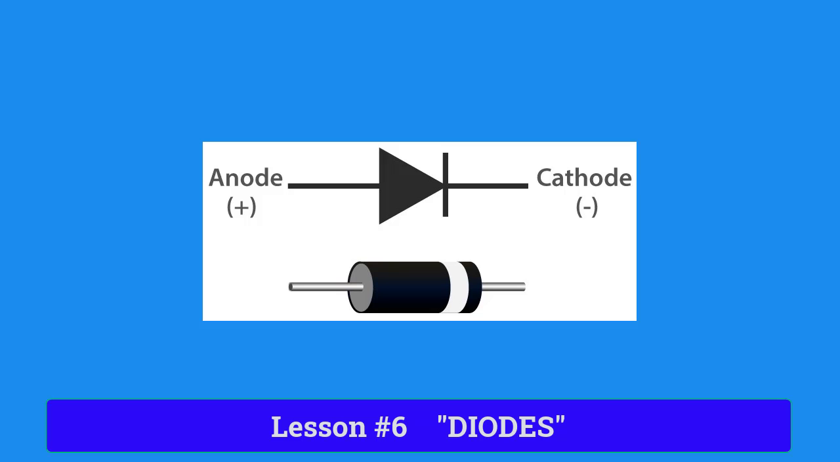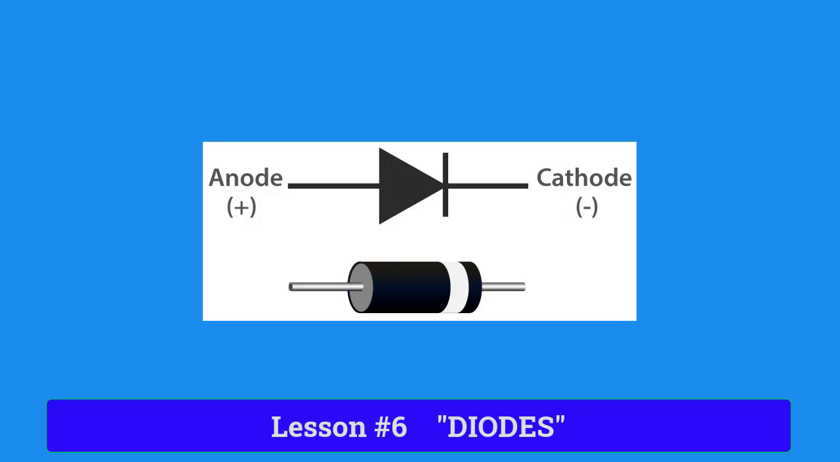A picture of a diode is shown at the bottom right hand of the page. This one has a band around one end. The end with the band is called the cathode, or negative side. The unmarked end is the anode, or positive side.